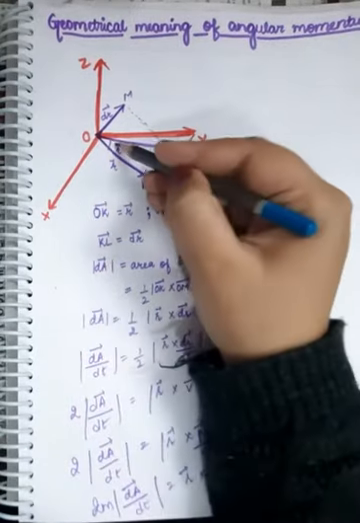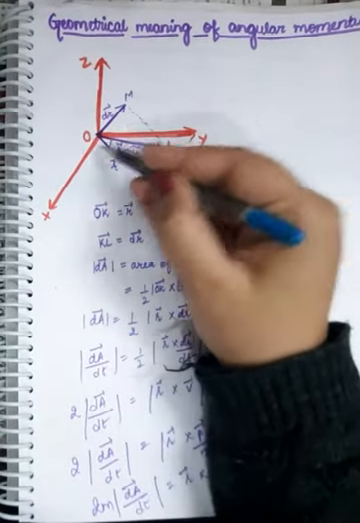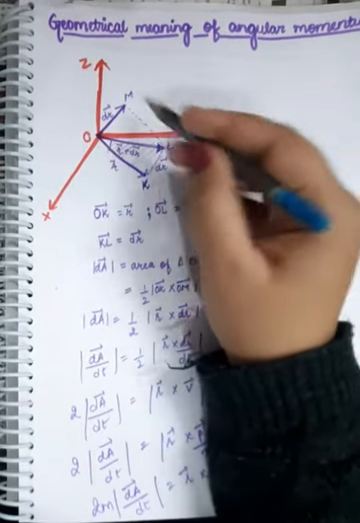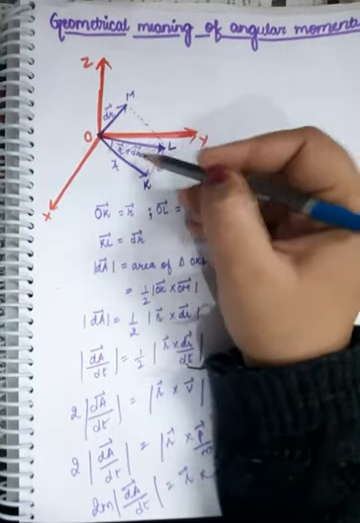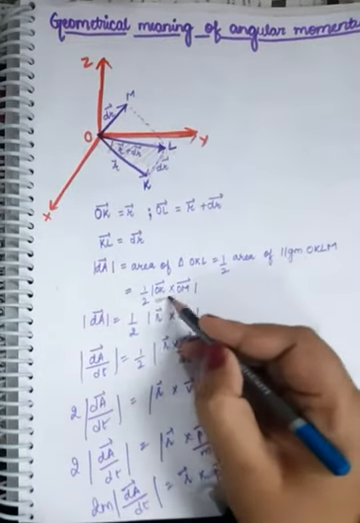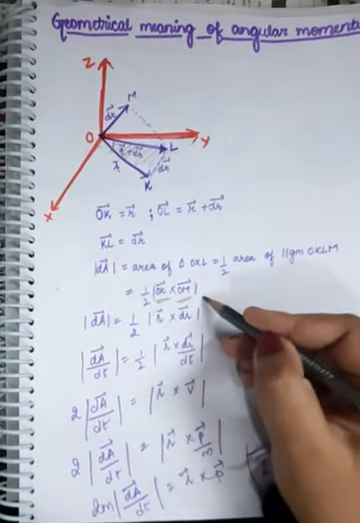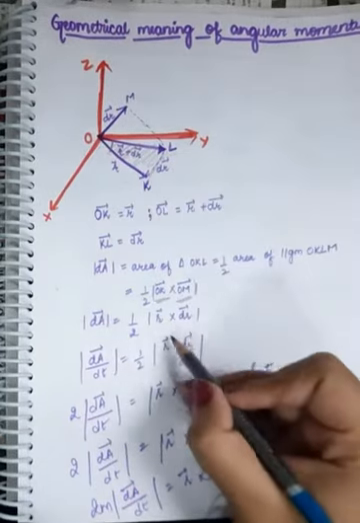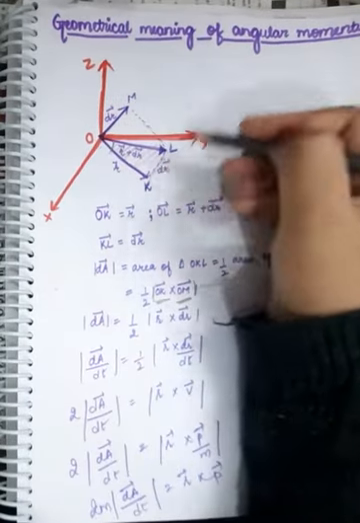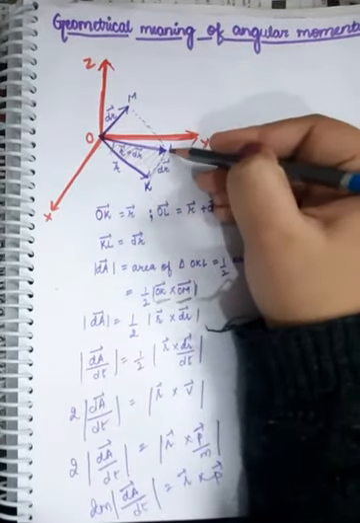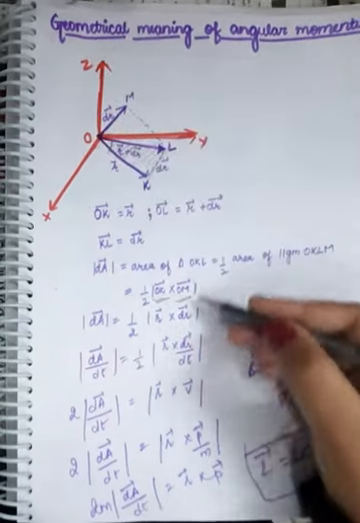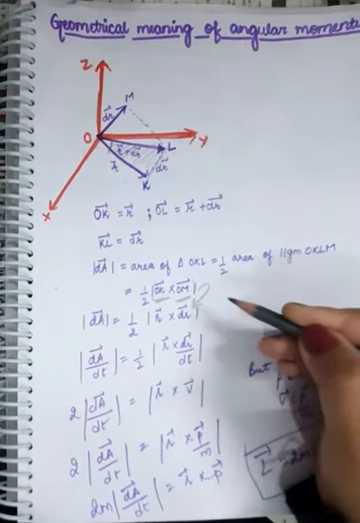So the area swept will be equal to the area of triangle OKL, which is half of the area of the parallelogram OKLM. And what is the area of the parallelogram? Base into height, OK vector cross OM vector, which is equal to the magnitude of the cross product. OK vector is equal to r vector, and OM vector is equal to dr vector, because OM is parallel and opposite to KL vector. So if this is dr vector, this will also be dr vector.